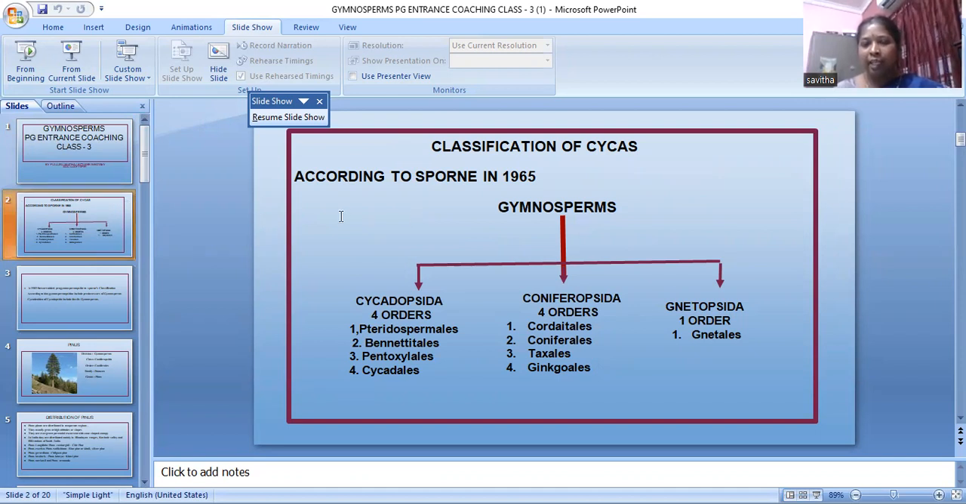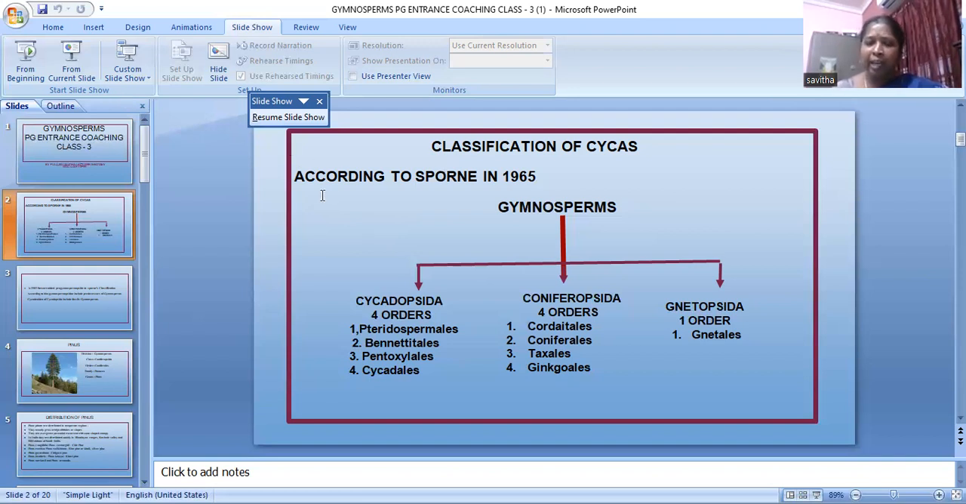Regarding classification, I think everybody is able to see the screen. Let me know. Are you able to see the screen? Okay.